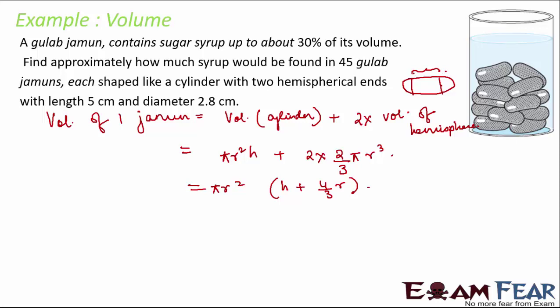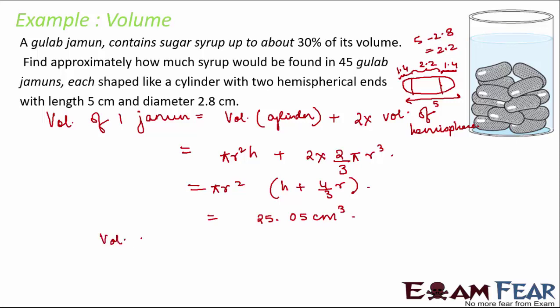So here 1.4, here 1.4. So basically from 5, you will subtract 2.8. So you will get 2.2. So 2.2 will be the height of the cylinder. So this side you will have 1.4, this side you will have 1.4. And that's how you have the total length as 5. So putting these values, you will get volume of 1 gulab jamun as 25.05 centimeter cube.